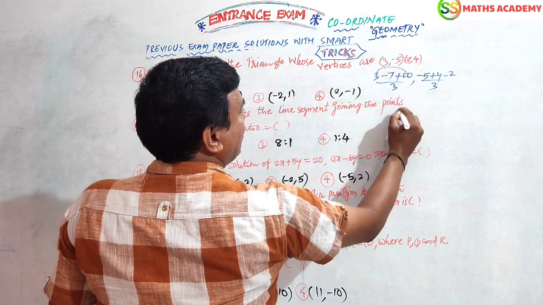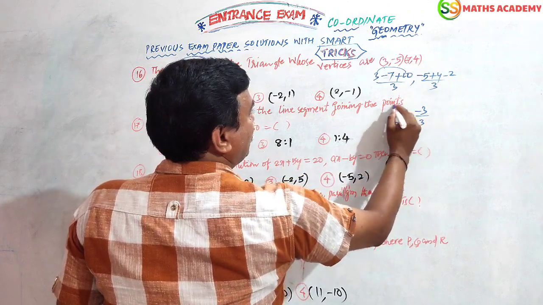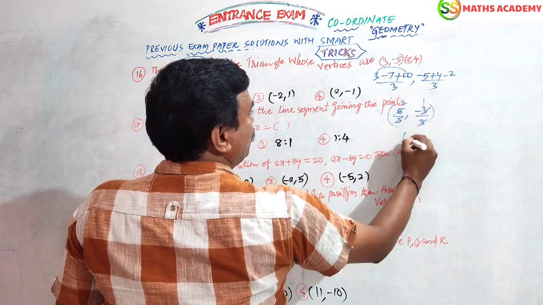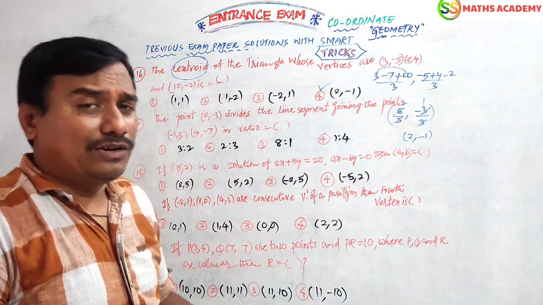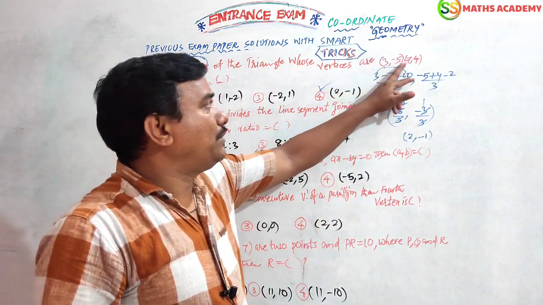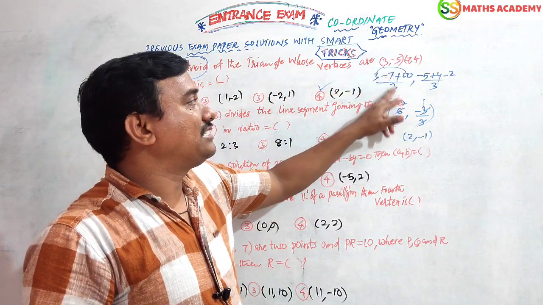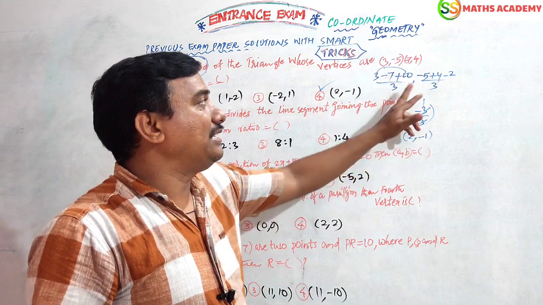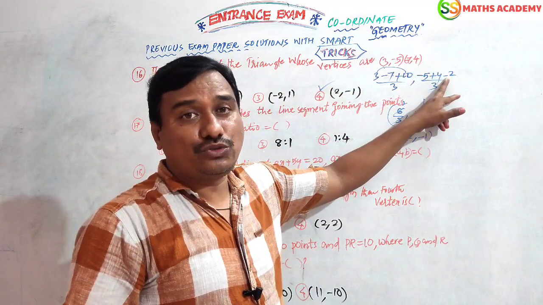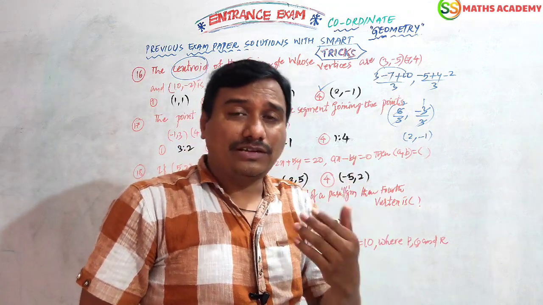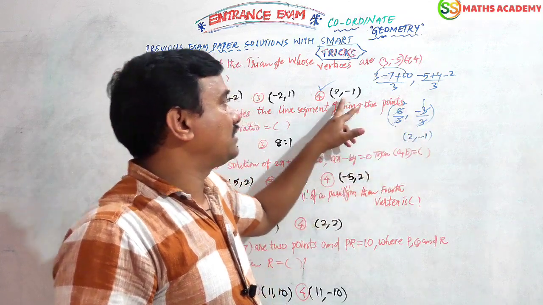13 minus 7, 6 by 3. Minus 5 minus 2 plus 4, that is minus 3 by 3. So 3 ones are 3, 3 twos are 6. 2 comma minus 1 is the answer. Yes. What have I done? Just simple x1 plus x2 plus x3 by 3 means 3 minus 7 plus 10, 3 plus 13 minus 7 plus 6 by 3. Then y1 plus y2 plus y3: minus 5 plus 4 minus 2, minus 3 by 3, minus 1. So 3 ones are 3, 3 twos are 6. 2 comma minus 1 is the answer.